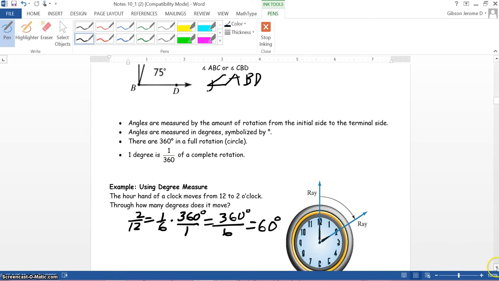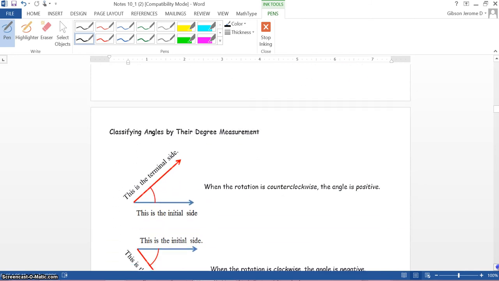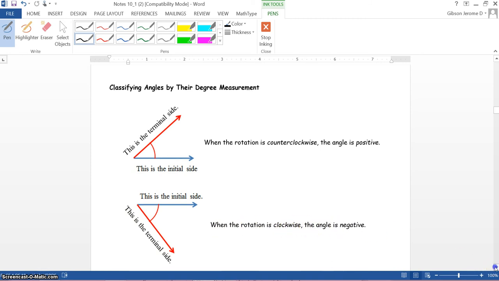Now, we scroll down. It says classifying angles by their degree measurement. It says this is the terminal side, this is the initial side. When the rotation is counterclockwise, the angle is positive. Now it says here, this is the initial side, this is the terminal side. When the rotation is clockwise, the angle is negative.